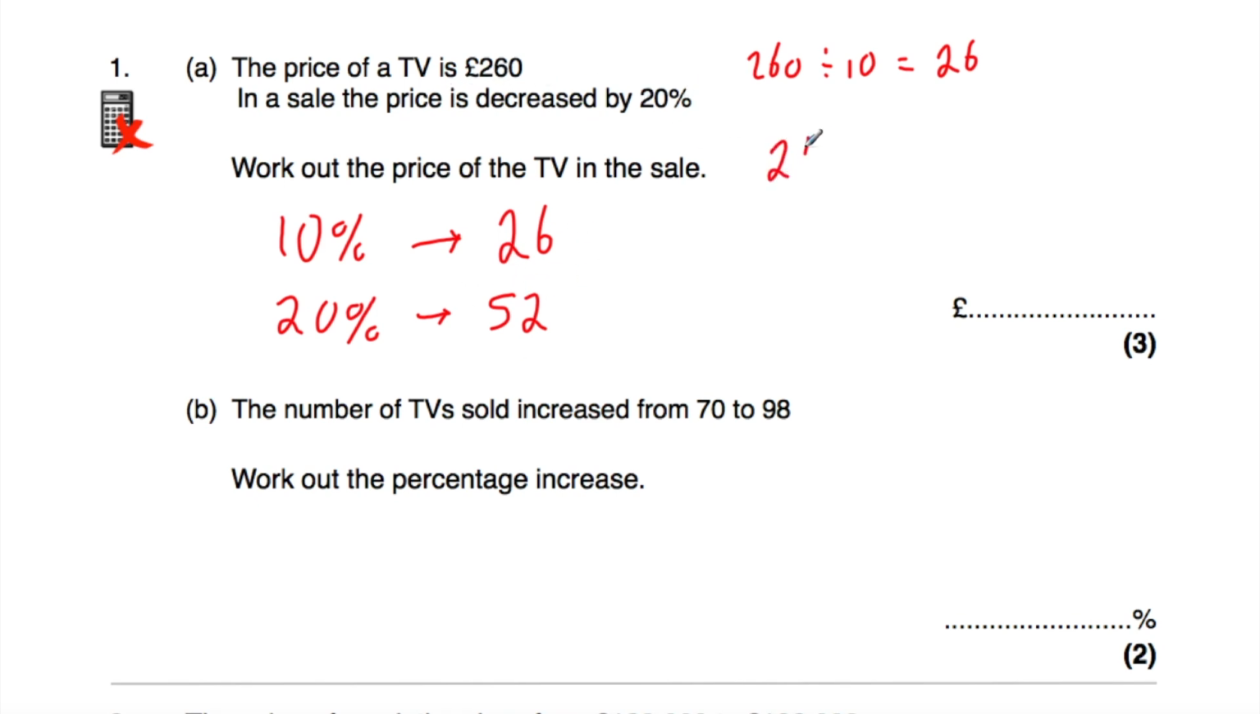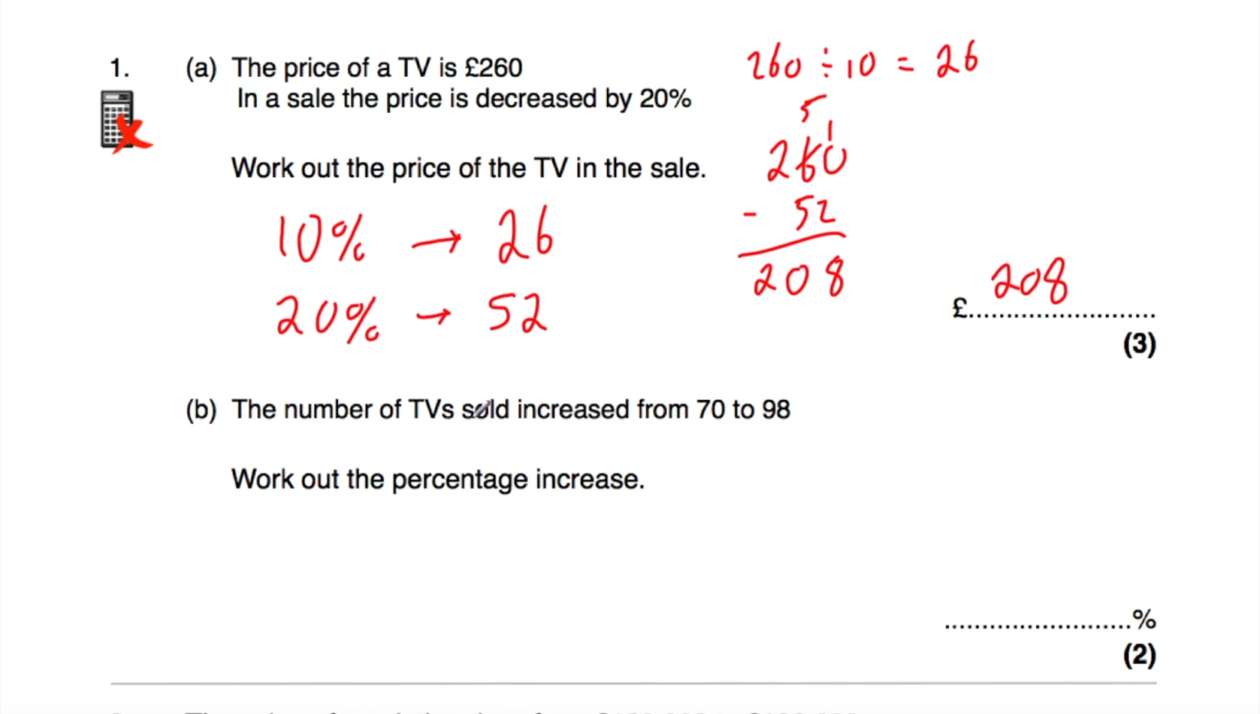So we're going to take the 260, take away 52, and that's going to be the price of the TV in the sale. So 0 take away 2, well, let's borrow, so that's now a 5 and a 10. 10 take away 2 is 8, 5 take away 5 is 0, and then 2. So the price of the TV in the sale is £208. That question is just reducing the price of the TV by 20%, and the answer is £208.